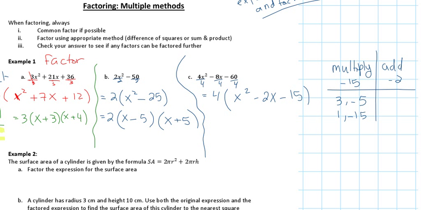All right. So if you add 3 and negative 5, what does that give you? Negative 2. Is that the answer? Is that what I'm looking for? Yes. Good. So that's my answer. I don't even have to try the other one. So that gives me x plus 3, x minus 5, and that is my factored form.